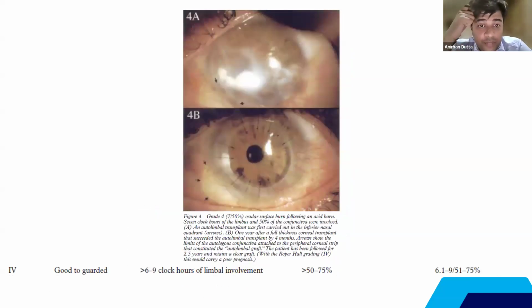Now we come to something which is known as the grade 4 Dua's. If you see this patient, all these photos are taken from Dr. Dua's original article. This patient had around 7 clock hours of limbal involvement. By the Roper Hall classification, this patient is supposed to have a poor prognosis. However, this patient ultimately had an excellent outcome, as you can see in the lower image. He underwent autolimbal transplant, and following this, he underwent a full thickness corneal transplant. Now, this is why Dua's classification is important.